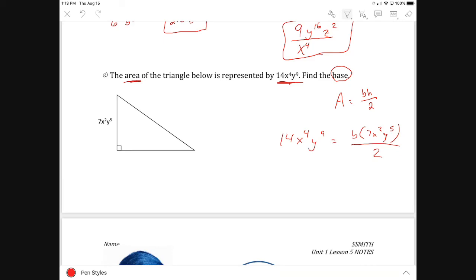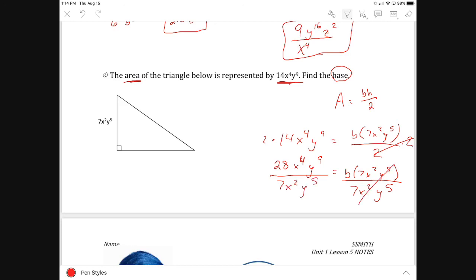So first we want to get that 2 to go away. So we're going to multiply both sides by 2 to get rid of that lovely little fraction. So multiplied by 2, those are going to cancel. Then multiply by 2 on this side, and we're going to get 28x to the 4th, y to the 9th. Then we know it's b 7x squared y to the 5th. We want those to go away, so we're going to divide that on both sides to cancel and leave b by itself. So we're going to have 7x squared y to the 5th.